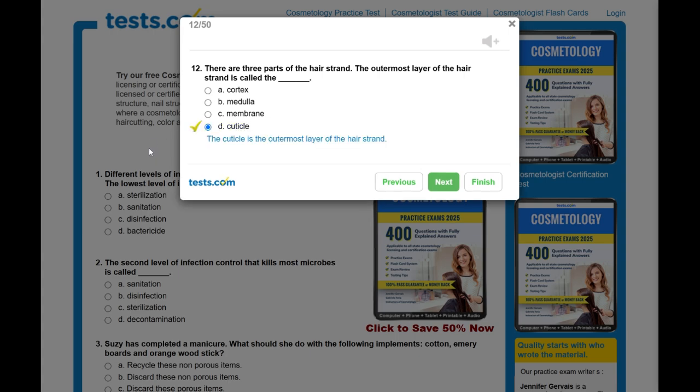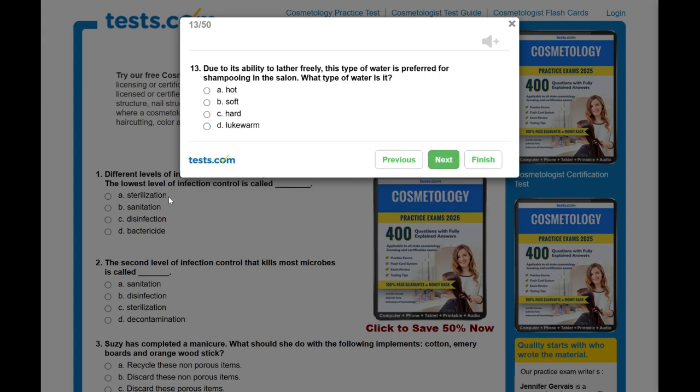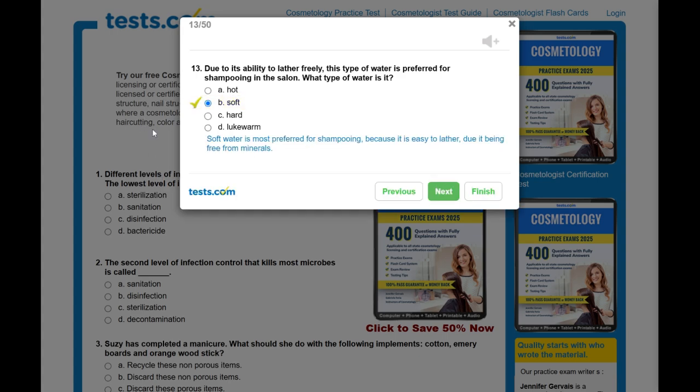D. Cuticle. The cuticle is the outermost layer of the hair strand. Question 13. Due to its ability to lather freely, this type of water is preferred for shampooing in the salon. What type of water is it? A. Hot. B. Soft. C. Hard. D. Lukewarm. B. Soft. Soft water is most preferred for shampooing because it is easier to lather due to it being free from minerals.